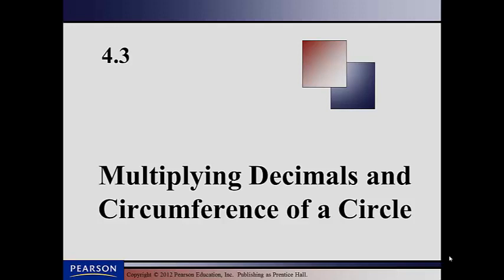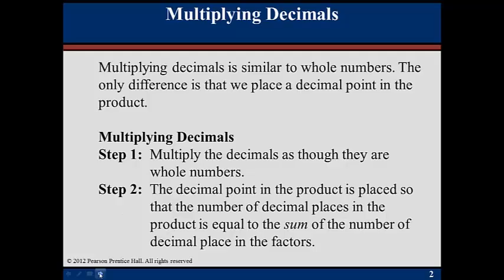Okay, so now we are in chapter 4.3, and we're multiplying decimals and finding the circumference of a circle. So how do we multiply decimals? Well, multiplying decimals is similar to whole numbers. The only difference is that we place a decimal point in the product, or your answer. Step 1, you're going to multiply the decimals as though they are whole numbers. So follow the same steps as when you multiply your whole numbers together.